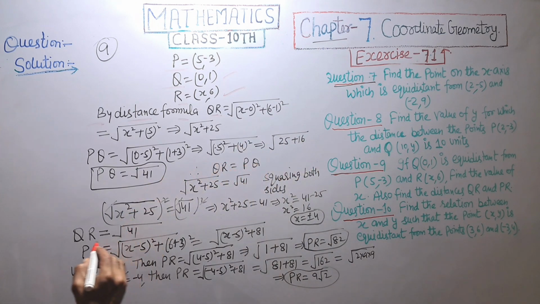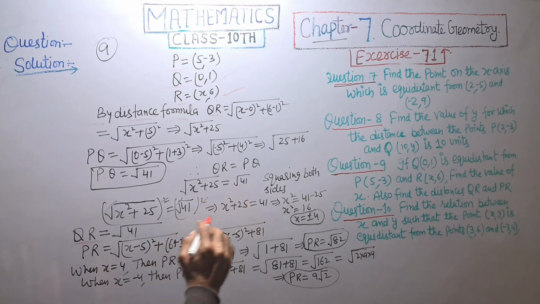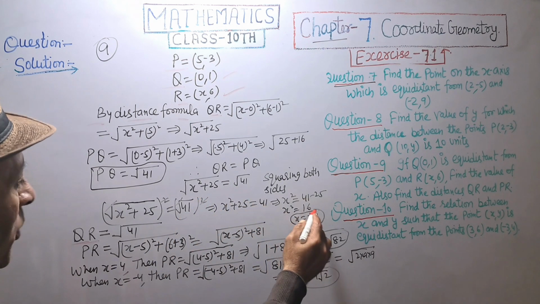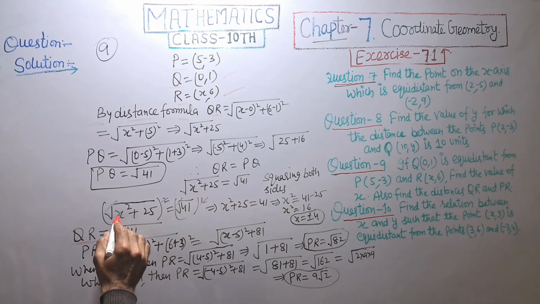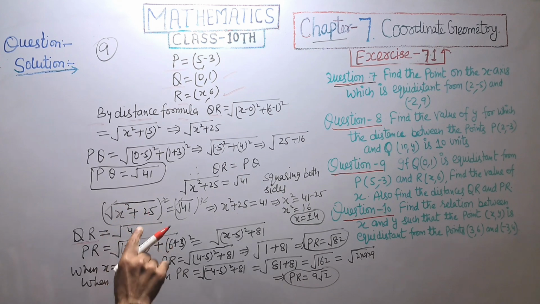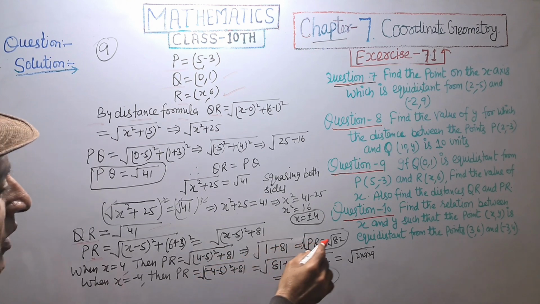PQ is equal to QR. So QR is equal to under root of 41. PQ is equal to QR. Squaring both sides, we get the value of x is equal to positive and negative 4. We put the value of positive 4, 4 4s are 16, 16 plus 25, that is equal to under root of 41. So PQ is equal to QR equal to under root of 41, and we find the value of PR when x is equal to 4, then PR is equal to (4 minus 5) square plus 81, that is 81 plus 1 is 82.